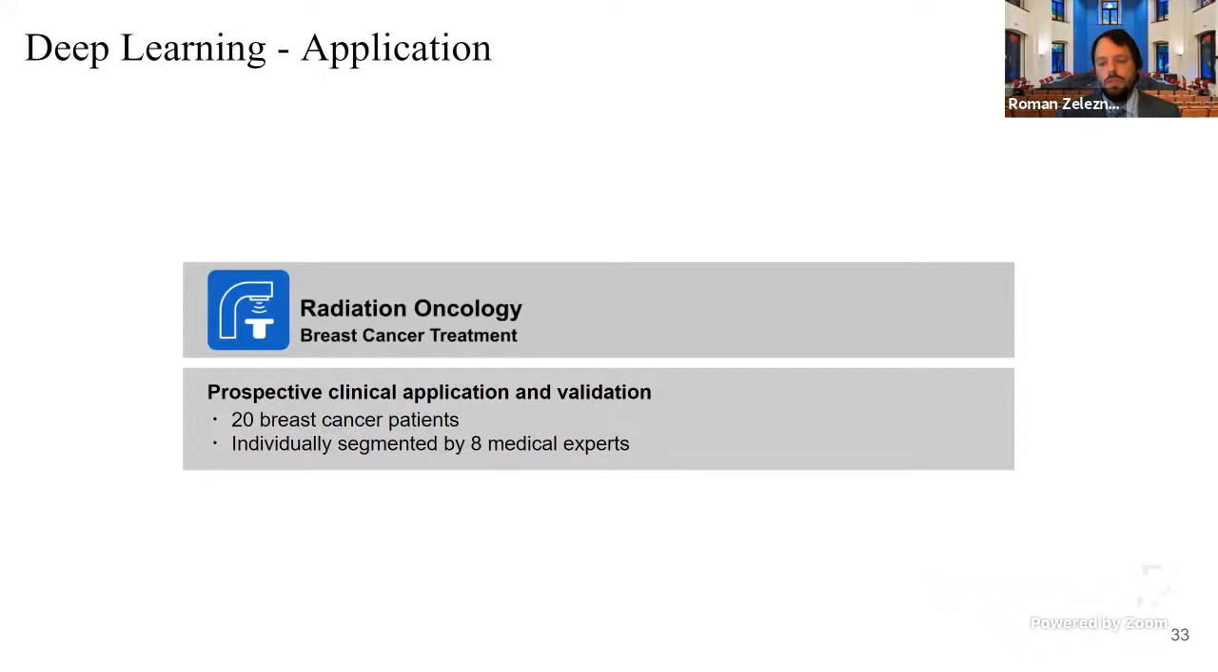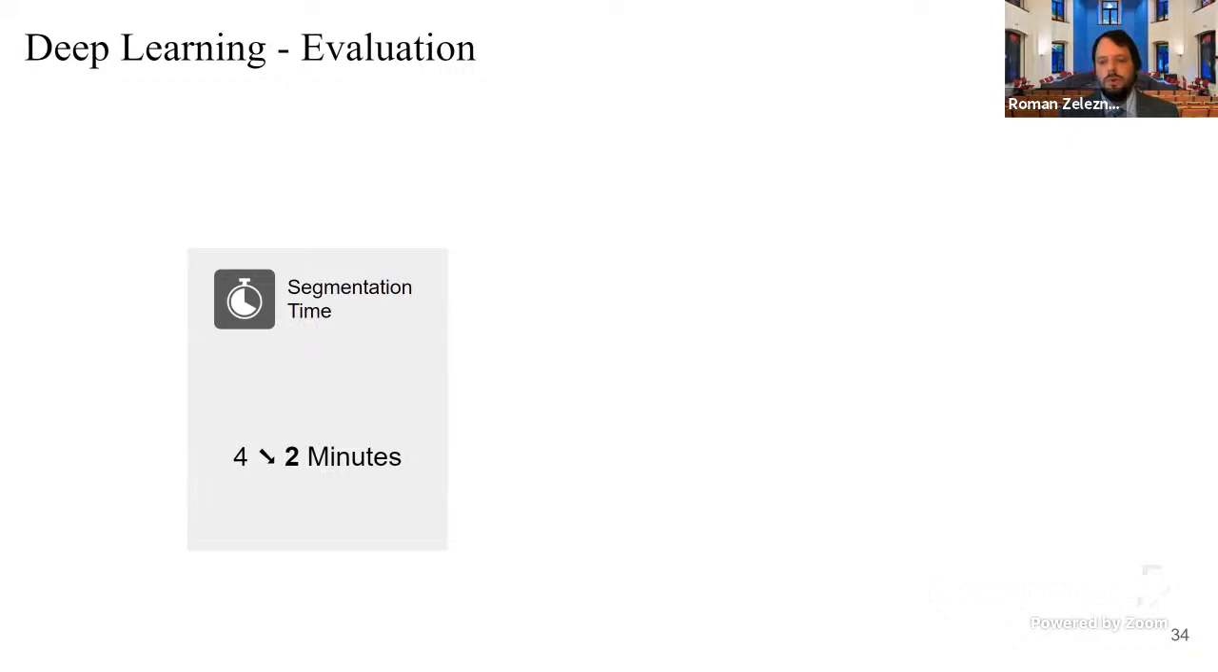So we did two studies, and in our first validation, we had 8 experienced medical experts segment 20 breast cancer patients using their normal equipment in their normal work environment. After several weeks, we asked these experts to segment the patients again, but this time we provided them with the automatic heart segmentation. So they did not need to segment the full heart anymore, but only to refine the automatic segmentation. We then compared the two segmentation sessions, and we found that with our automatic heart segmentation, the segmentation time for the heart decreased from 4 minutes to 2 minutes.